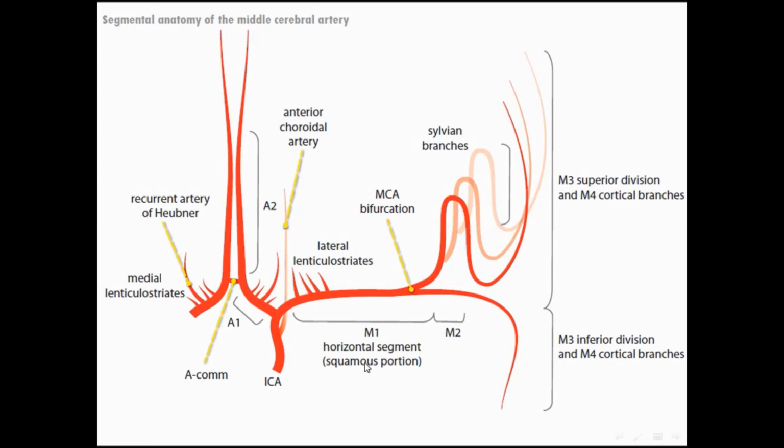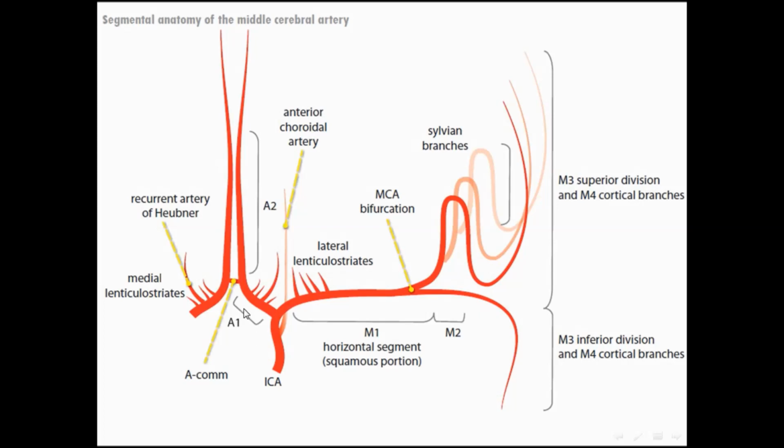This is another illustration to show the segments of the middle cerebral artery and the anterior cerebral artery. The M1 extends from the origin here to the bottom of the sylvian fissure, and then M2 from the bottom of the sylvian fissure to the top of the sylvian fissure proximally, M3 from the top of the sylvian fissure to the distal bottom of the sylvian fissure, and M4 is the cortical branches of the middle cerebral artery.